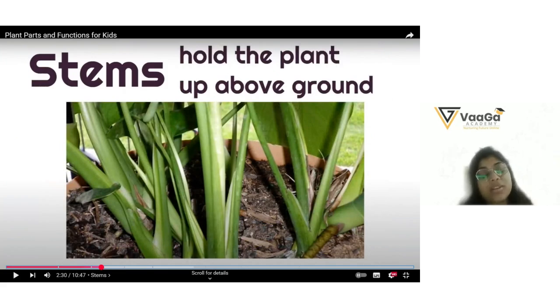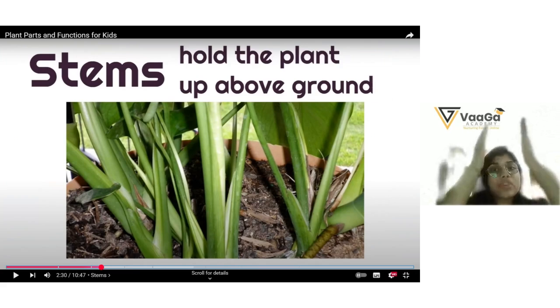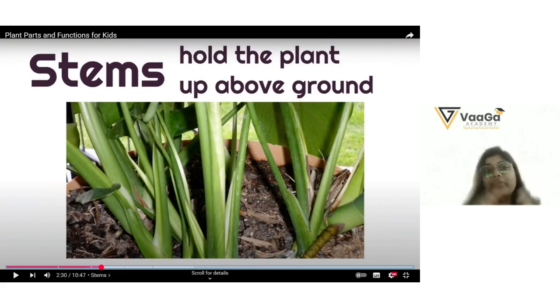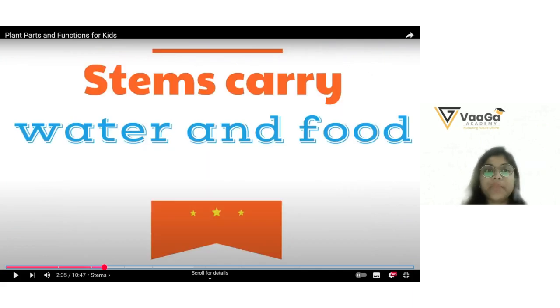Okay, what do the roots do? Roots hold the plant to the soil. But what do the stems do? Stems hold the plant up above the ground. Above the ground, who is holding the plant? Stem. And below the ground, underground, who is holding the plant? Roots.